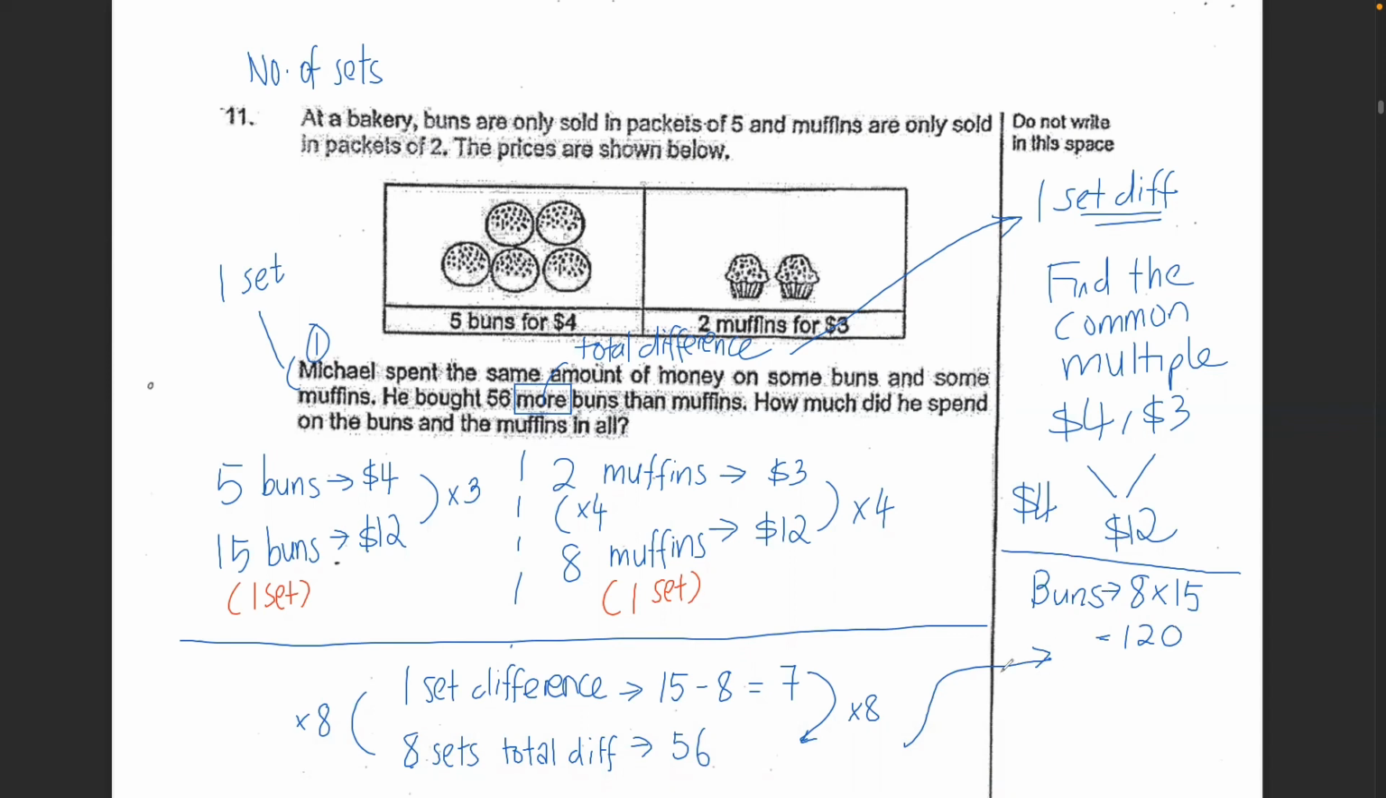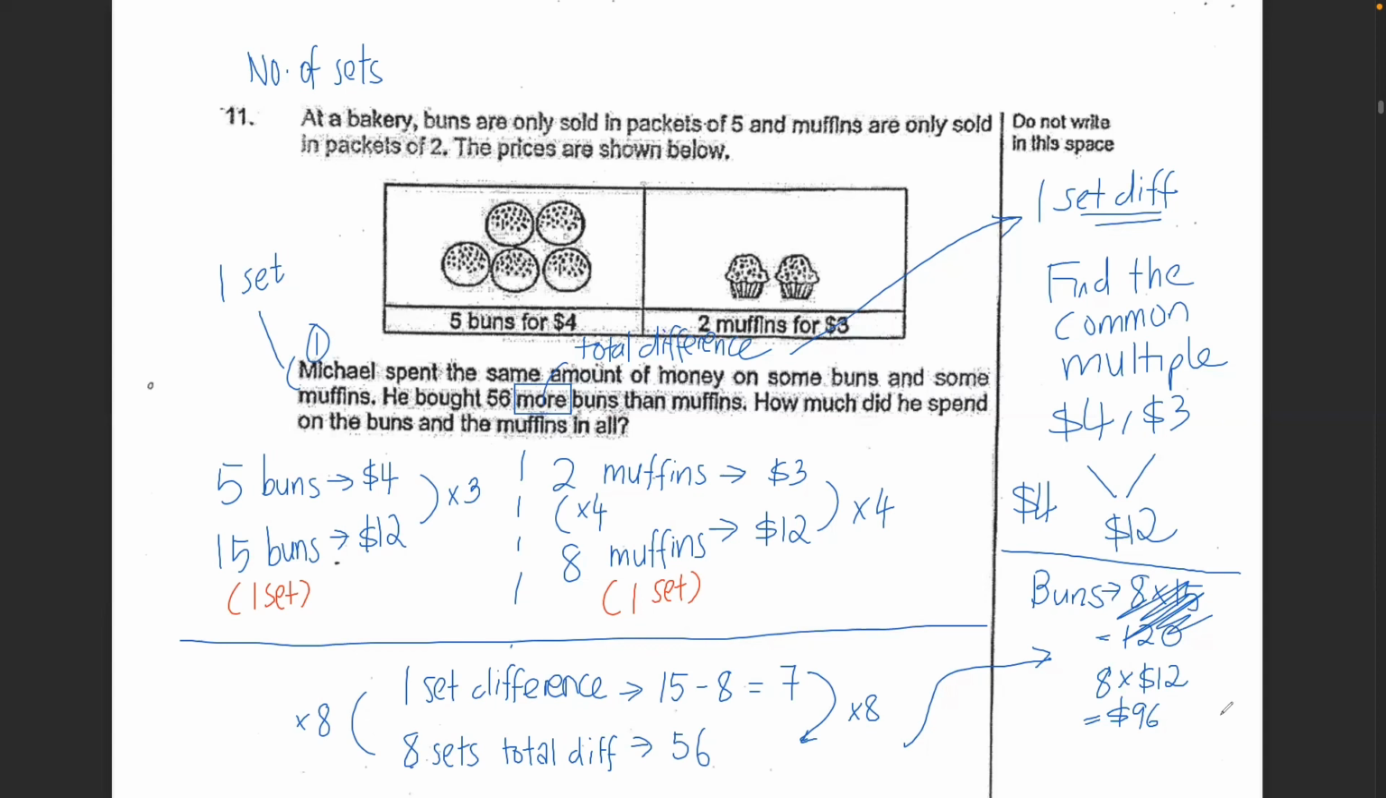Now, the next thing you want to ask yourself is this, right? How much does that cost? Oh, so actually they're asking for how much? So you actually know that 1 set is $12, right? So 8 sets is actually 8 times $12. In fact, you don't even need the earlier part. This part is actually not necessary because they're asking for how much, not how many. Okay, so I know that this Michael actually spent $96 on buns.